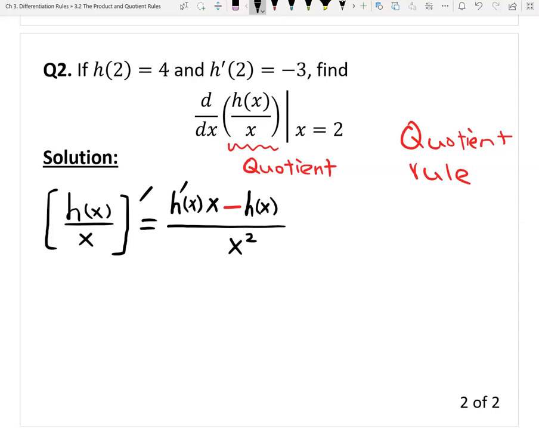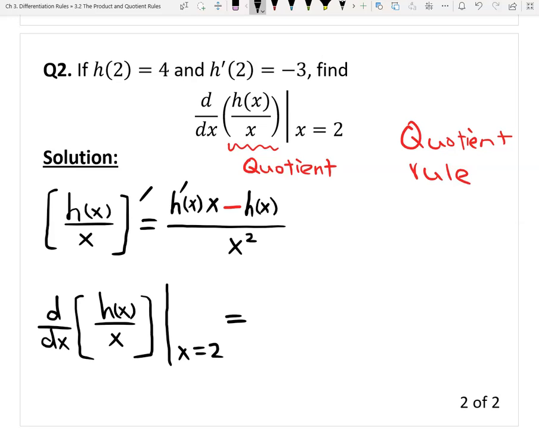That's the first step. The second step is just to plug x equals 2 into this derivative function. Okay, this is the derivative of h(x) over x, the derivative function which we already have. And then focusing on x equals 2, which means I highlight the 2 here. All we need to do now is plug 2 into the derivative function.